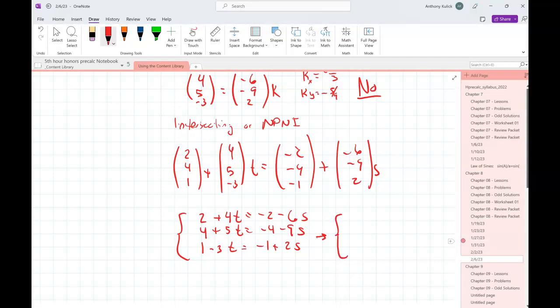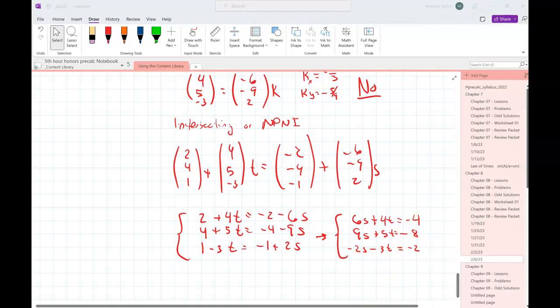Now that I've written my system, I'm going to translate this into a form where I can put it into a matrix. So I'm going to add 6s over, and then subtract 2 over. I'm going to add 9s over, and then subtract 4 over. And we're going to subtract 2s over, and then subtract 1 over. And then we're going to solve this system.